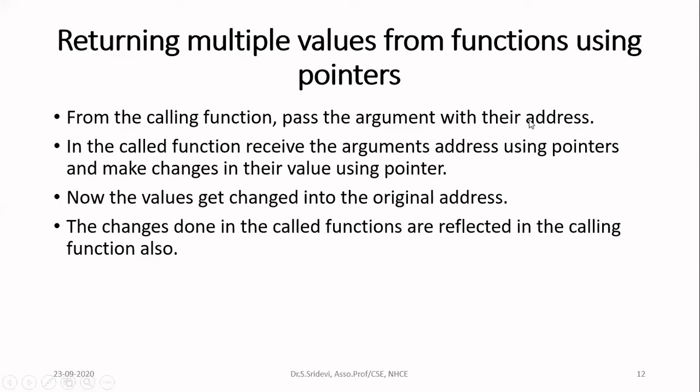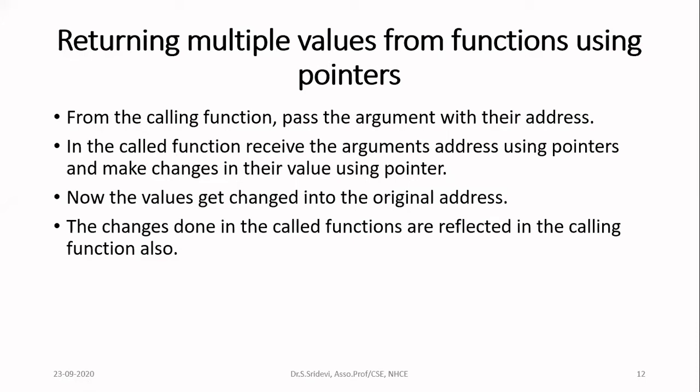Just now we saw we have two approaches for calling the function, call by value or call by address. When you want to return more than one value from a function, you call the function by means of address. Don't call by value, call by address. Then in the called function, since you are passing the address, you declare the receiving arguments as pointers. Then do all the changes with the help of the pointers in the address itself. That means whenever you make any change in the address itself, it will be reflected in the calling function also.